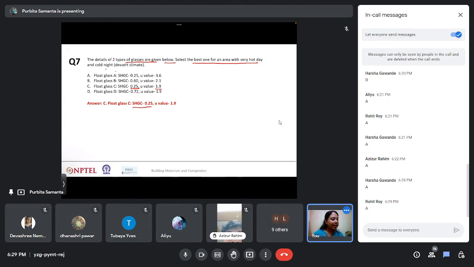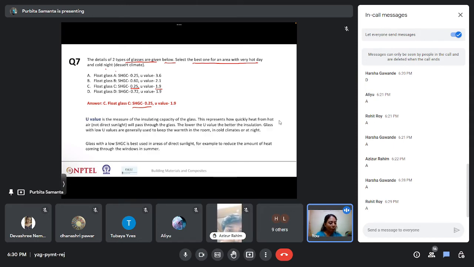Okay. See, what did we say? We have already talked about SHGC, so I'll not talk about it once again. But now let's just see what U value is. So when I say U value, it basically means the insulating capacity of the glass. So basically, how the insulation is happening, how are you going to measure that?